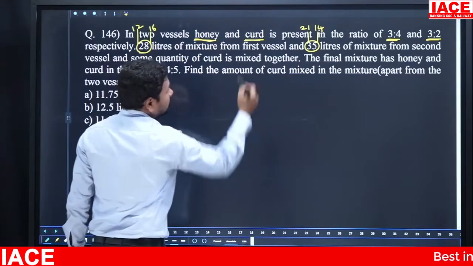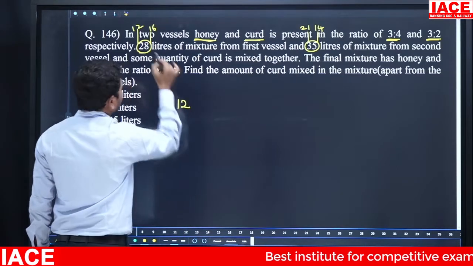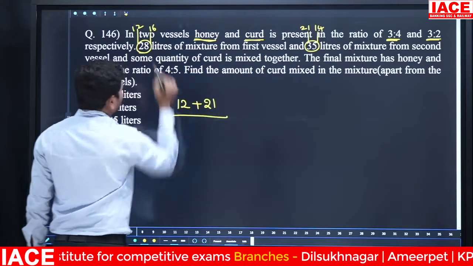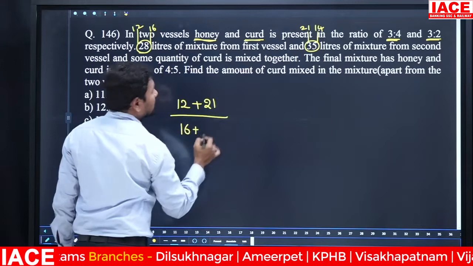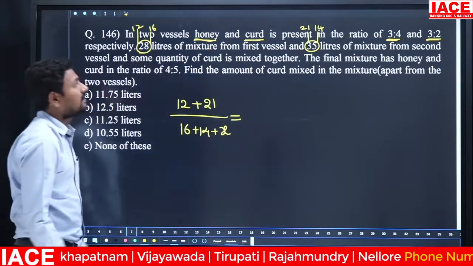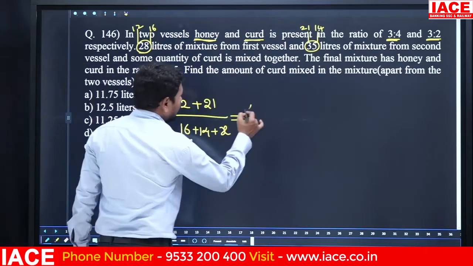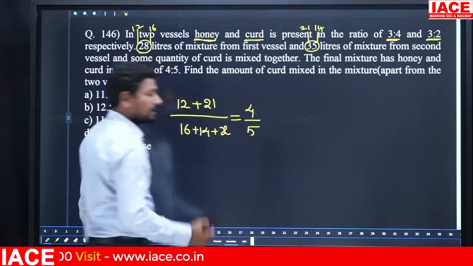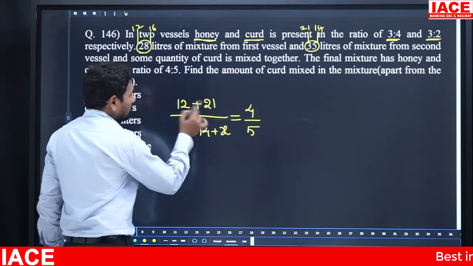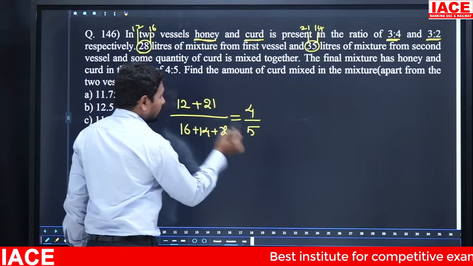Now, in a vessel, some quantity of curd is mixed together. Here is honey, first part of the honey plus second part of the honey, and first part of the curd and second part of the curd plus extra x liters of curd is added. The final mixture has honey and curd in the ratio 4:5. Curd and honey, what is the ratio? 4 by 5. Then here how many liters? 12 plus 21 is equal to 33 liters. 33 can be multiplied by 5.